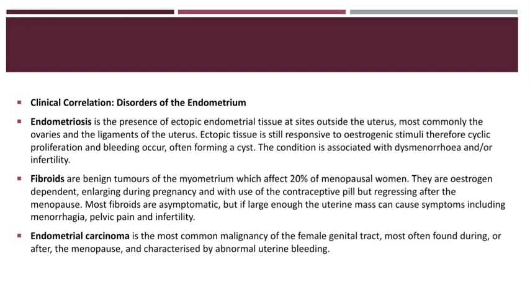Fibroids are benign tumors of the myometrium which affect 20% of menopausal women. They are estrogen dependent, enlarging during pregnancy and with the use of the contraceptive pill but regressing after the menopause. Most fibroids are asymptomatic, but if large enough, the uterine mass can cause symptoms including menorrhagia, pelvic pain and infertility. Endometrial carcinoma is the most common malignancy of the female genital tract, most often found during or after the menopause, and it is characterized by abnormal uterine bleeding.